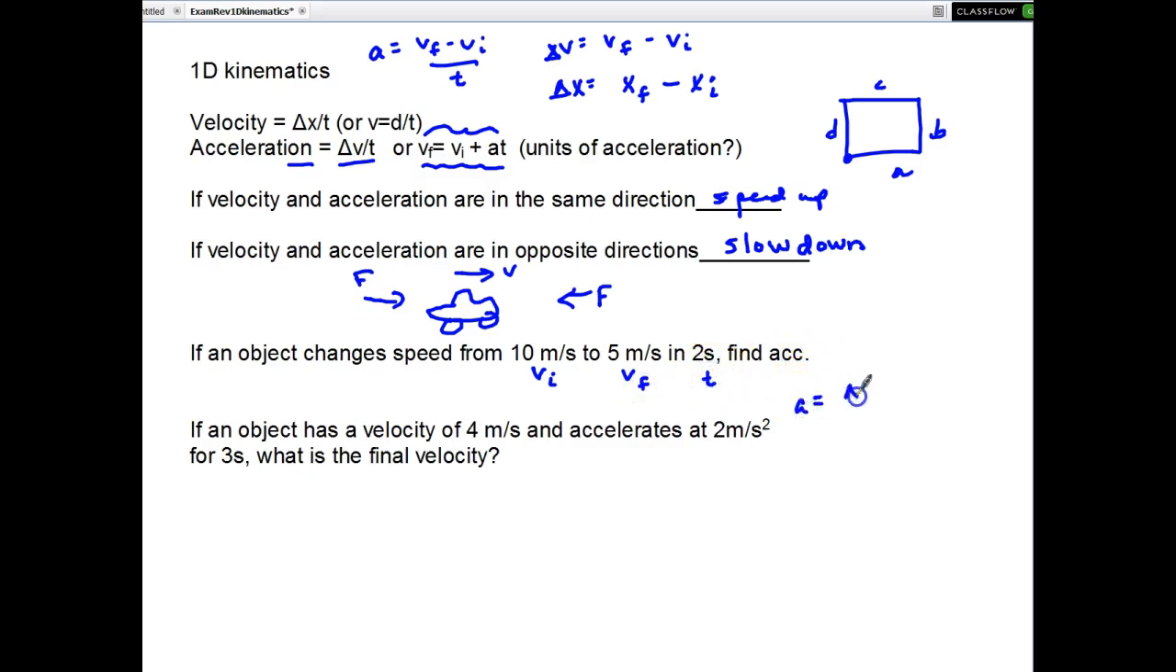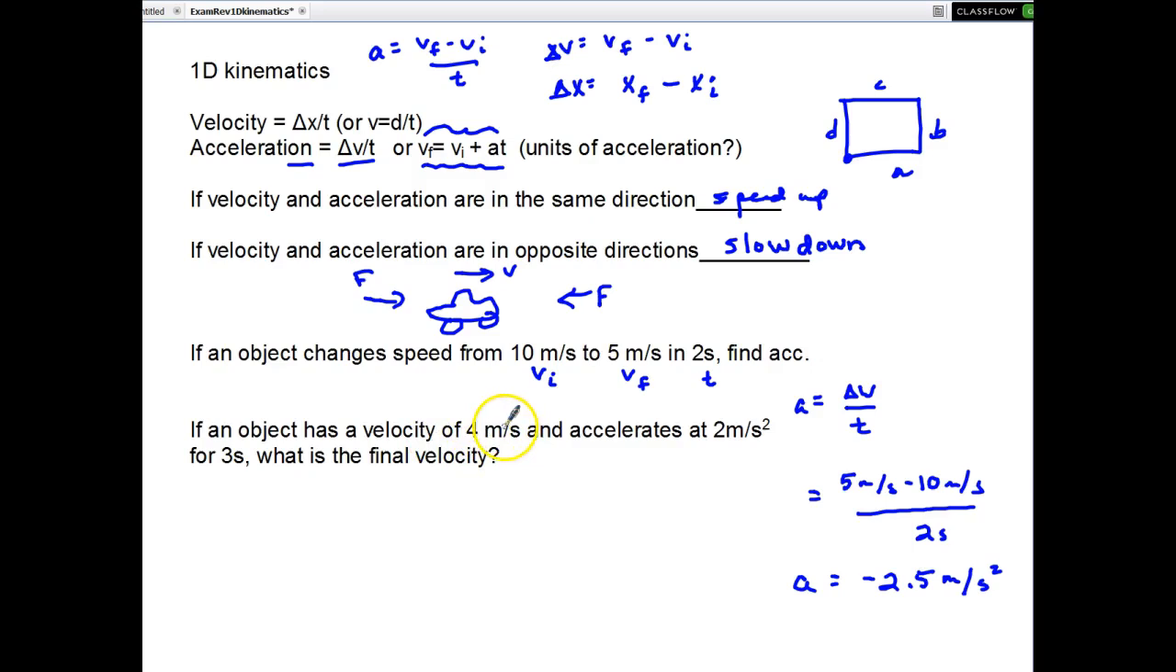So acceleration is our change in velocity over time, and that's final minus initial, so that's 5 meters per second minus 10 meters per second over 2 seconds. 5 minus 10 is -5. So the acceleration is negative 2.5 meters per second squared.